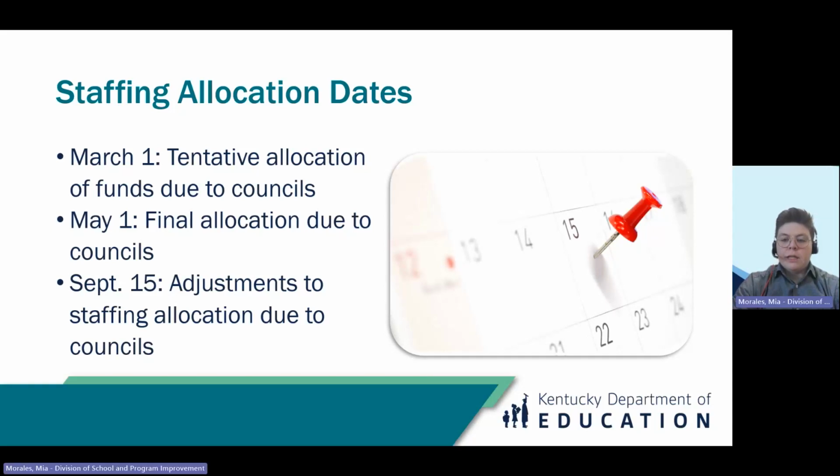There are 3 important dates to remember related to staffing allocation. March 1st is when a tentative allocation of funds is due to the school council, and a final allocation is due May 1st. September 15th is when any adjustments made based on attendance are due to council.